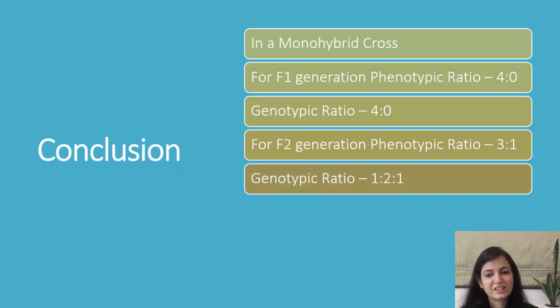Conclusion. What is the conclusion we drew from this video? In a monohybrid cross performed by Mendel in his hybridization experiments on the pea plant, for the F1 generation, the phenotypic ratio is 4:0, that is 4 tall and no dwarf. The genotypic ratio is 4:0, as all the tall plants are heterozygous tall. For the F2 generation, the phenotypic ratio is 3:1, that is 3 tall and 1 dwarf. And for the F2 generation only, the genotypic ratio is 1:2:1, 1 pure tall, 2 heterozygous tall, and 1 pure dwarf. Right?